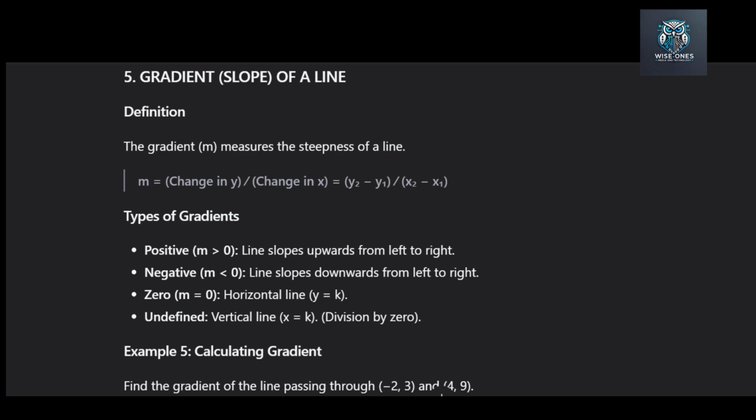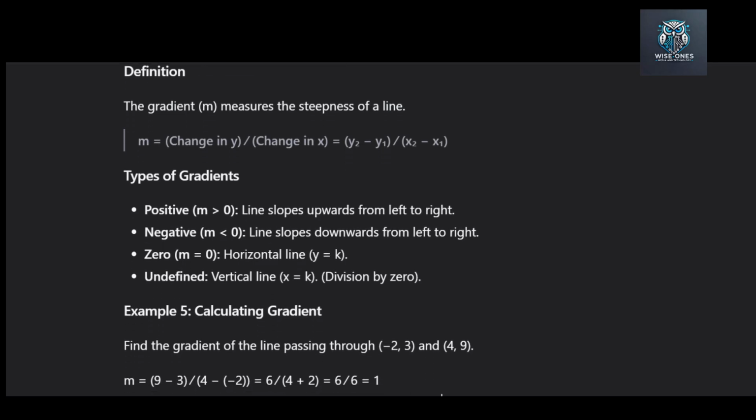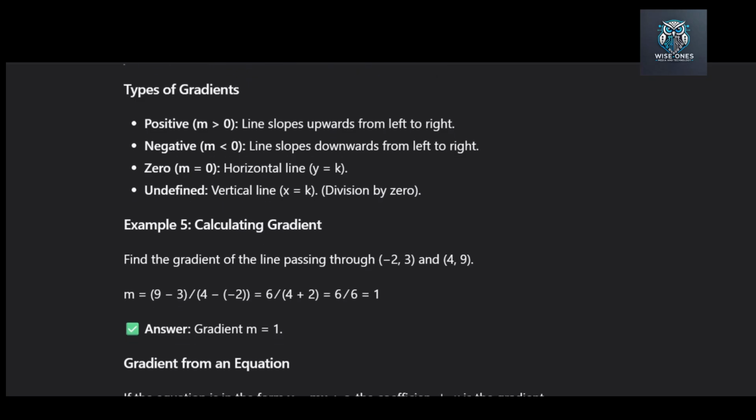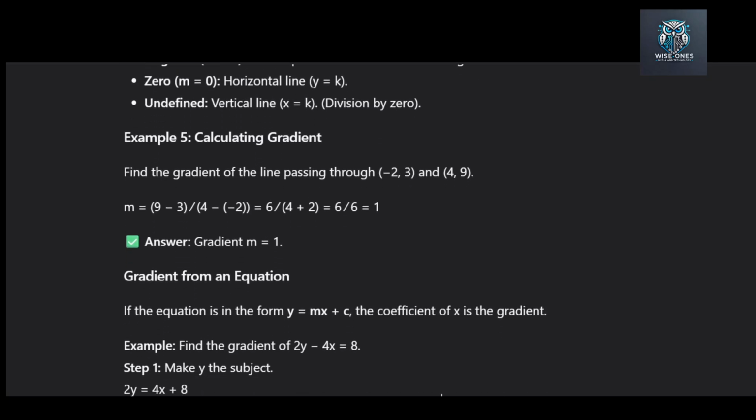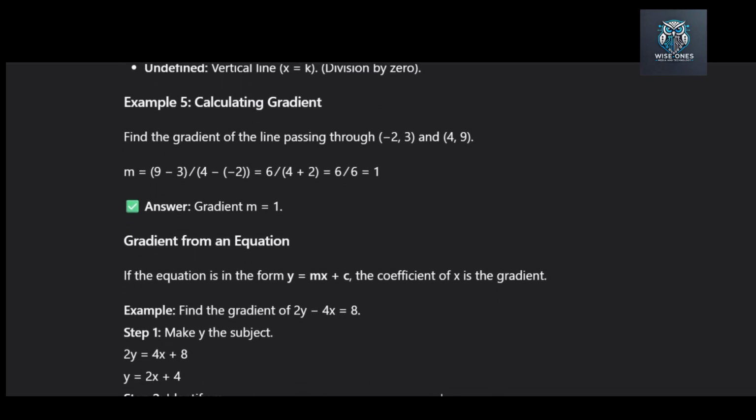Let us look at example 5. Calculating gradient. Find the gradient of the line passing through (-2, 3) and (4, 9). We use the formula m equals (9 minus 3) divided by (4 minus (-2)).